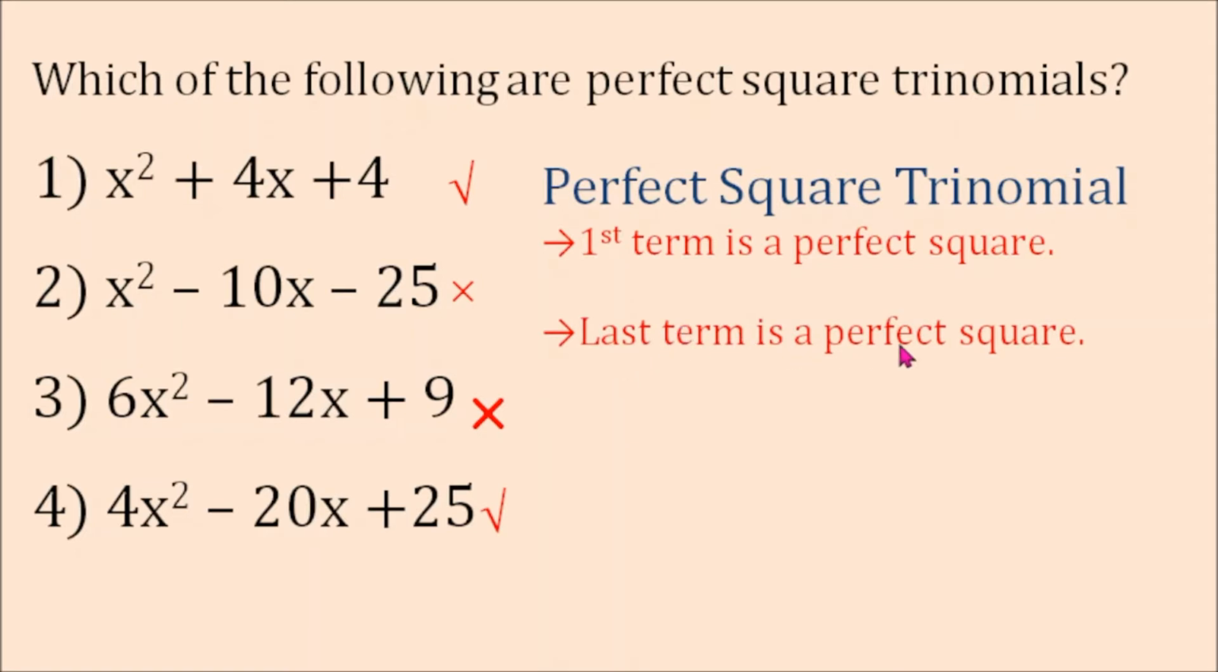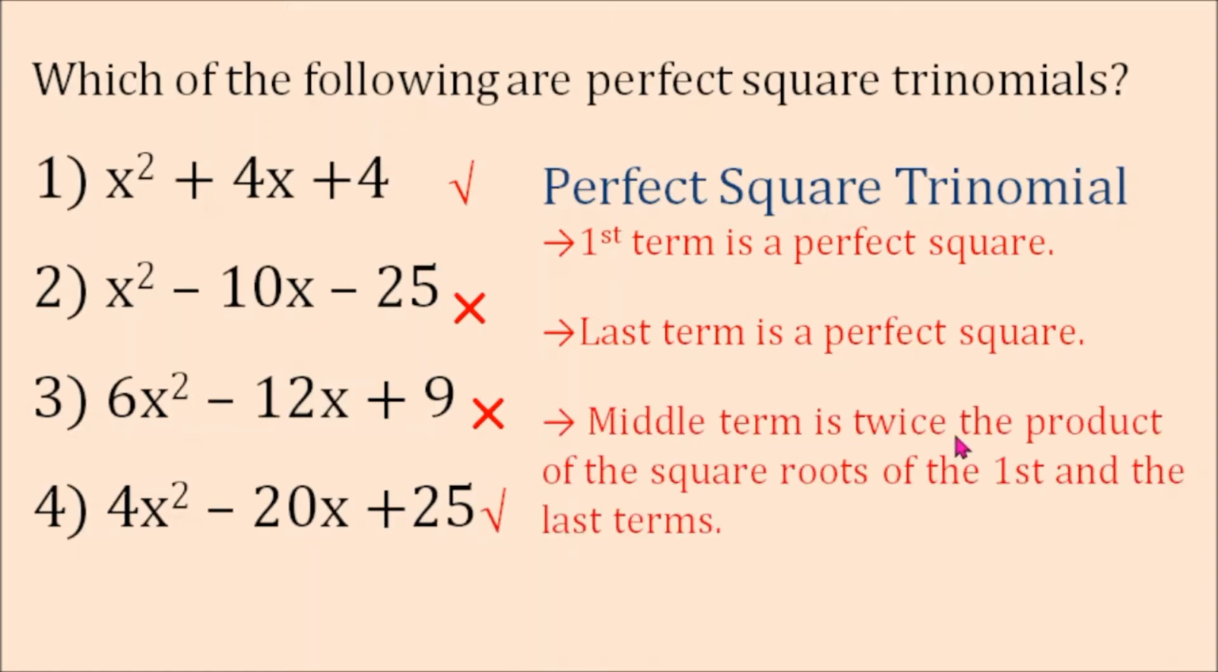Last term is a perfect square. So item number 1, 4 is a perfect square. Negative 25 is not a perfect square. So that's why it fails. Then item number 3, it already failed. Then the last term of item number 4 is 25, so it's a perfect square.